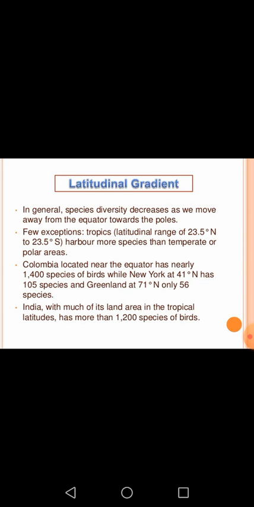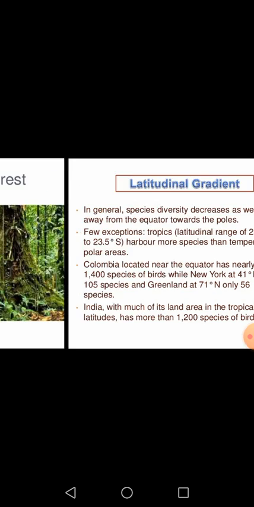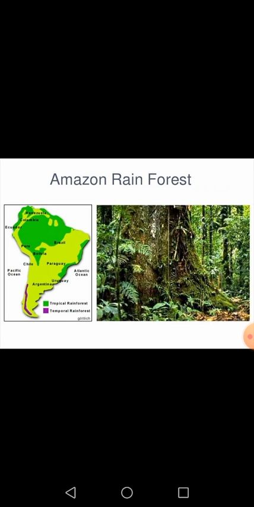Suppose we are talking about India, with much of its land area in the tropical latitudes. India mostly lies in the tropical region, and here we can get approximately 1200 species of birds. And in the picture you are observing the Amazon rainforest.